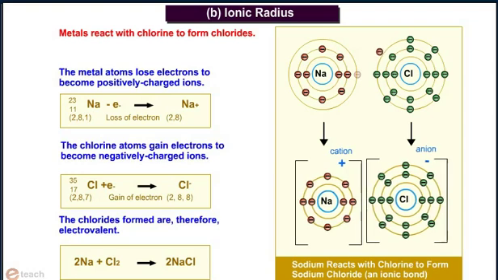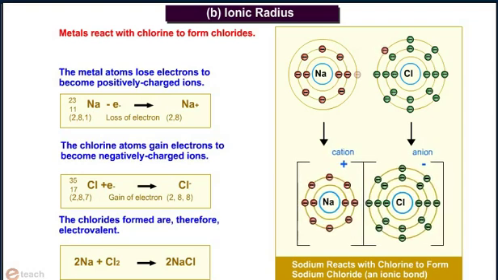Here, sodium atom loses one electron to become sodium ion. The chlorine atoms gain electrons to become negatively charged ions. Here, chlorine atom gains one electron to become negatively charged chlorine ion. The chlorides formed are therefore electrovalent. Here, two atoms of sodium react with one molecule of chlorine to form two molecules of sodium chloride. And on the right hand side, the diagram shows sodium reacting with chlorine to form sodium chloride, an ionic bond.